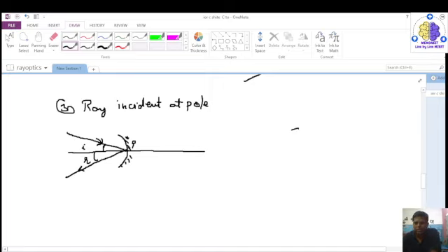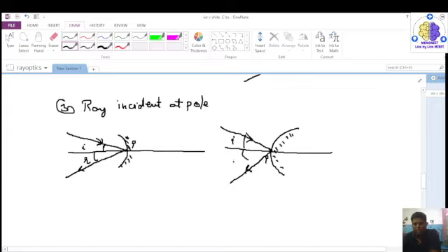Now if it is a convex mirror, this would be the principal axis, and here it is the pole. So a light ray incident at this pole will get reflected like this with the same angle, right? This I will be equal to this R.